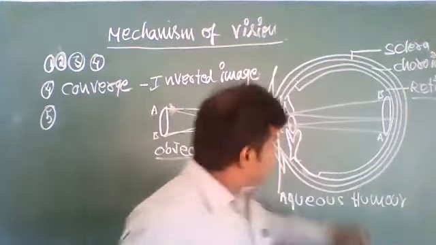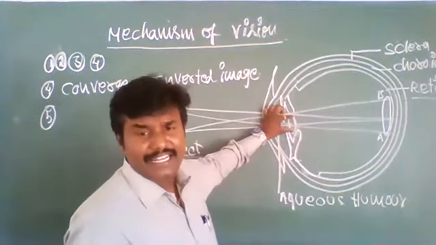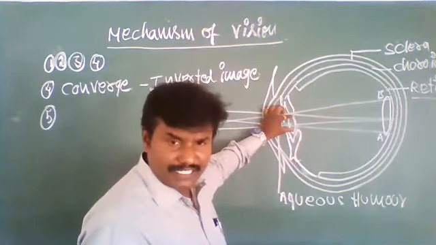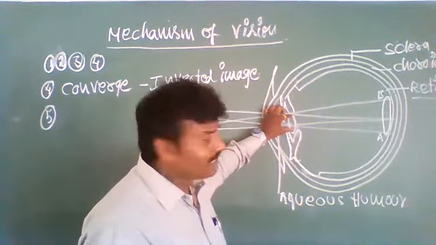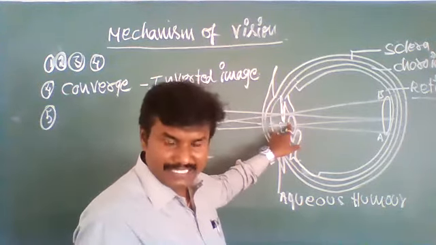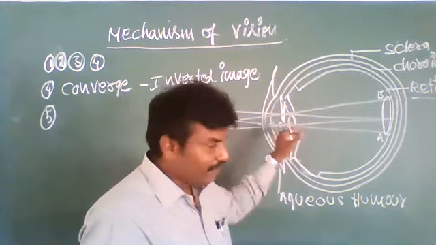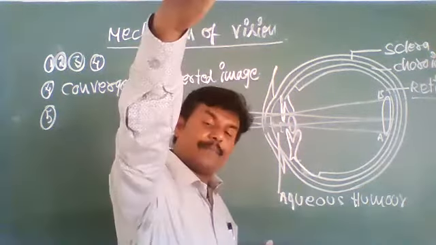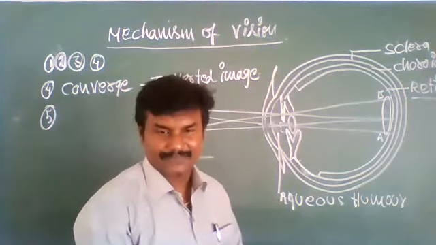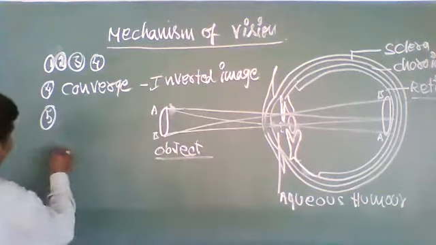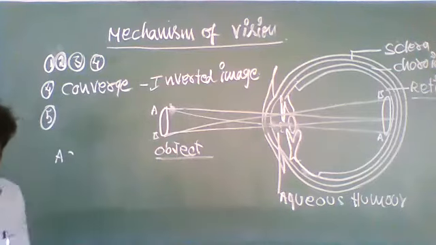This is the ability of the lens. The ability of the lens, which receives light rays from near objects and from far away objects and focuses them on the retina, is called accommodation.